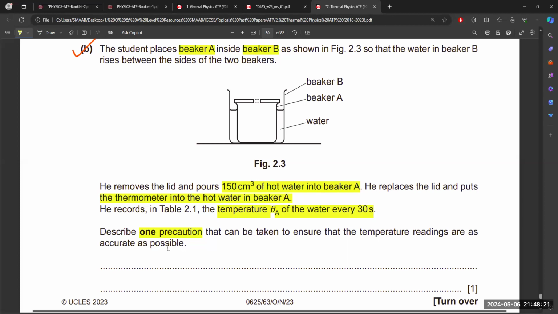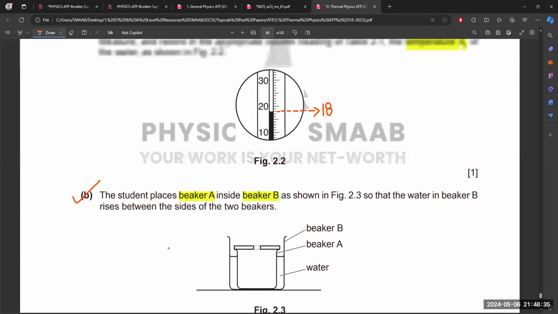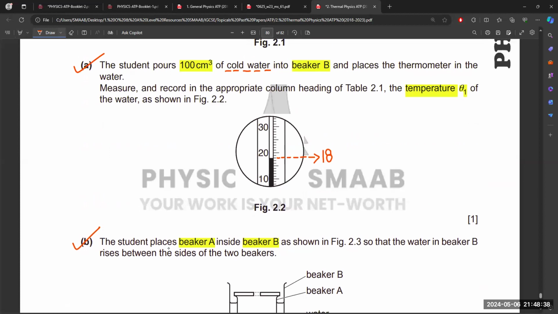So you need to mention just one precaution that can be taken to ensure that the temperature readings are as accurate as possible. Yes, we are using a thermometer, right? And definitely when we are using a thermometer, there should be no parallax error. Always record the reading perpendicular to the scale, right? And definitely when temperature increases, just like in a normal process, if you have to check fever with a thermometer, you hold that thermometer for some time. So the reading should be stable, right?